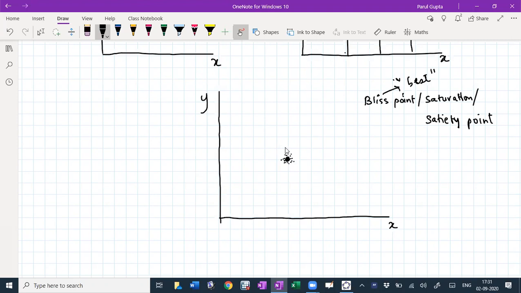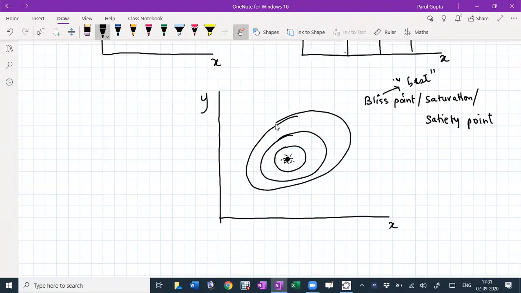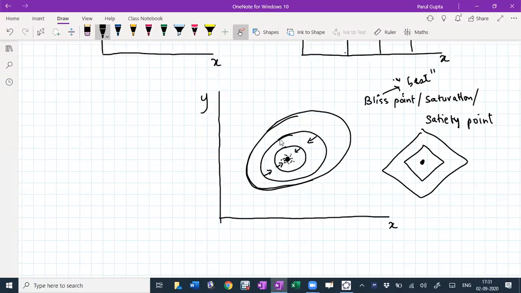In this case, the indifference curves are going to look like concentric circles, or it could be a diamond shape also. But the point is that the closer you are to the bliss point, the higher the level of utility. So in this case, the direction of utility is going to be towards the bliss point. If you are here, you want to move like this. If you are here, you want to move like this. If you are here, you want to move like this. And if you are here, you want to move like this.